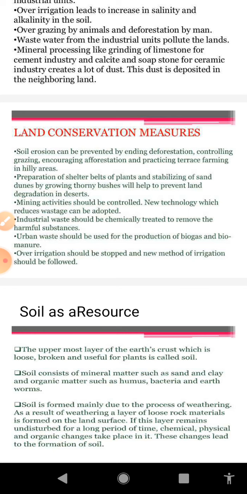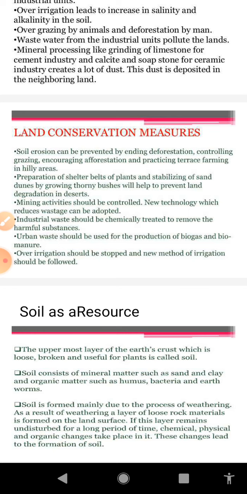In physical factors, the points which can be included are topography or the landforms, climate, soil type. In human or the economic factors, we can include density of population, technological know-how possessed by the people, culture and the tradition of the people of a country.